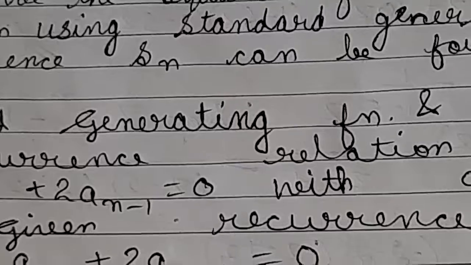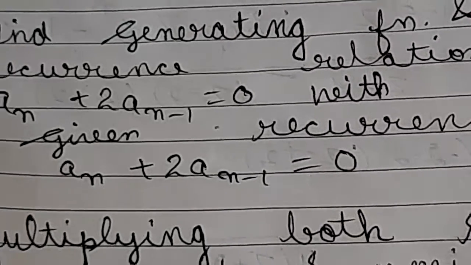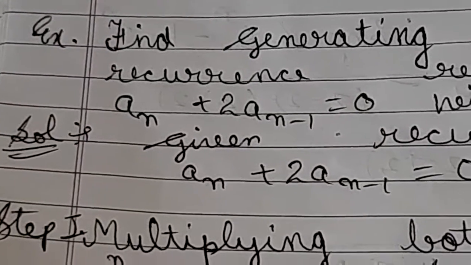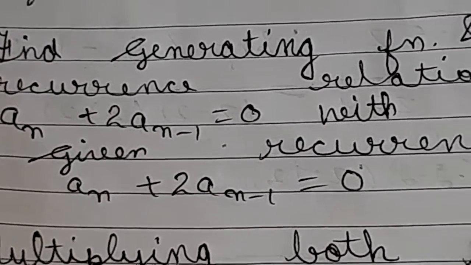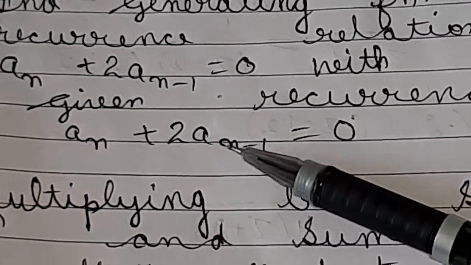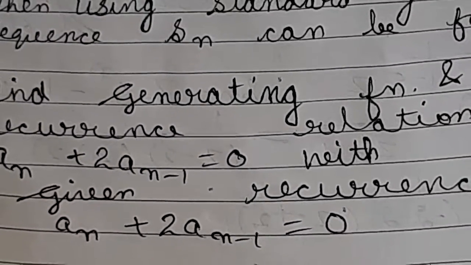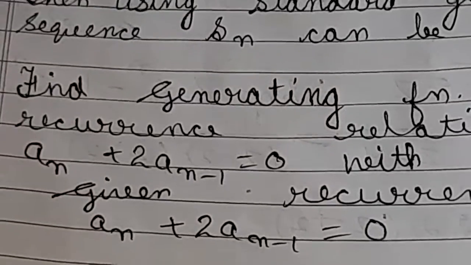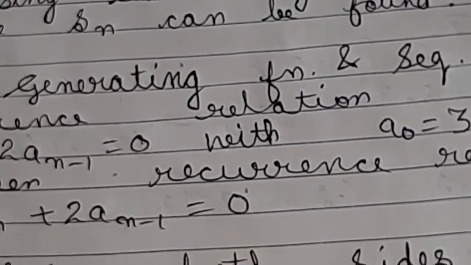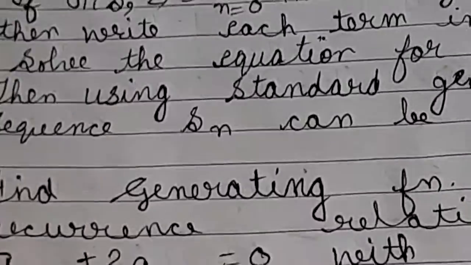Now the first step is to multiply both sides by z raised to power n and sum up from n equals 1 to n equals infinity. As here the value of r is 1, since instead of n minus r we have n minus 1, the given recurrence relation becomes summation an z^n + 2 summation, n varies from 1 to infinity, an-1 z^n equals 0.